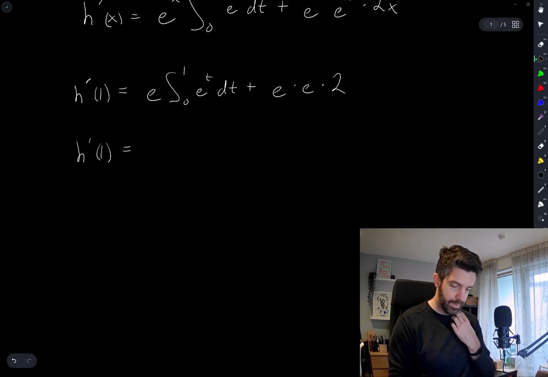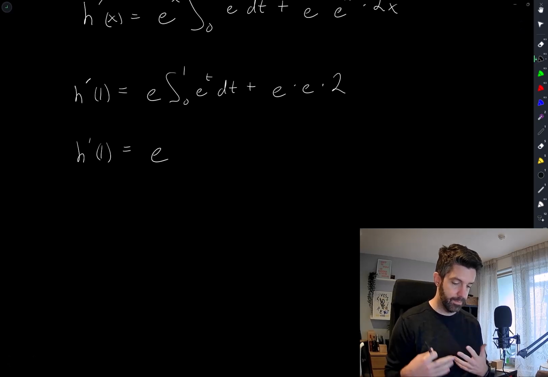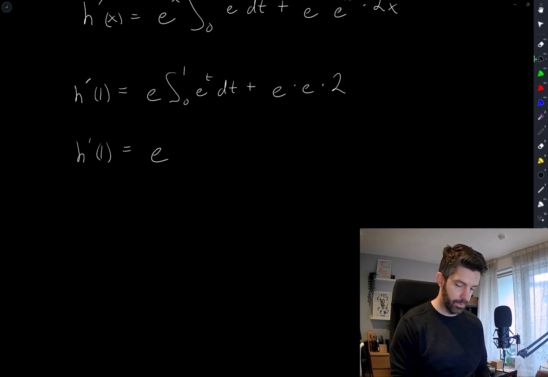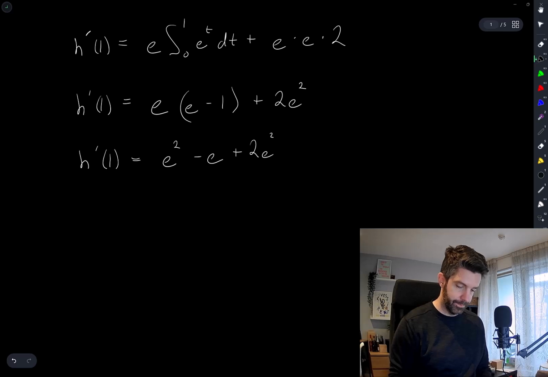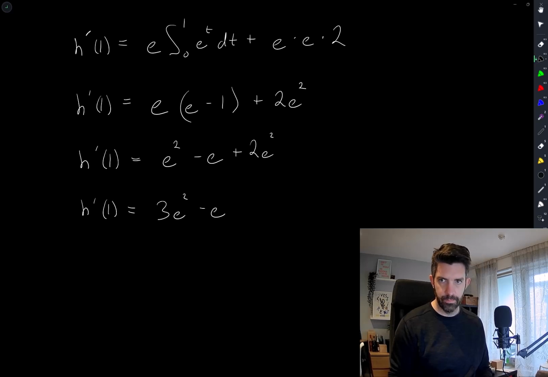The integral of e to the t dt is itself. So again, just using the other version of the fundamental theorem of calculus, this gives e minus 1. And here I have 2e squared. So h prime of 1 gives e squared minus e plus 2e squared. And so I get 3e squared minus e, and I hope that's one of the answers. It is. That's option E.